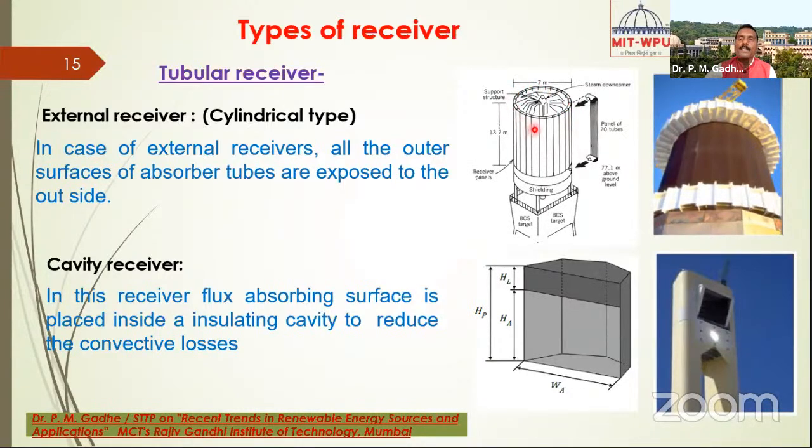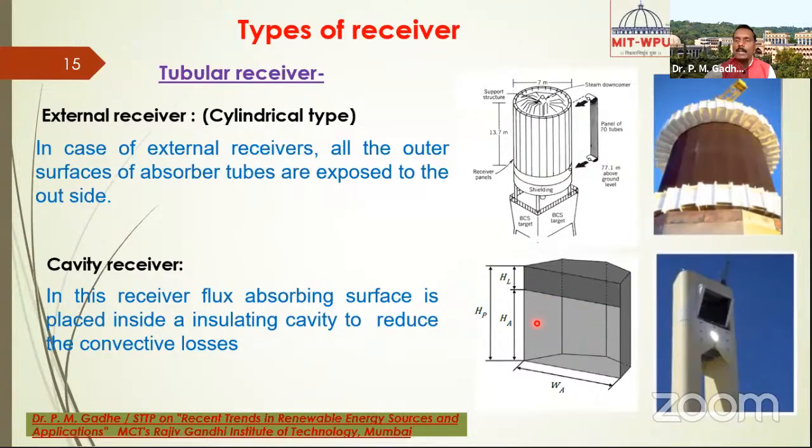Now the drawback of this is that as it is open to the atmosphere, you can see here the actual receiver with the number of tubes. So as it is open to the atmosphere, the convection losses are more. To reduce the convection losses, there is another type of receiver, that is the cavity receiver. So instead of placing the tubes open, we are placing the tubes in a cavity. By using the cavity, we can suppress the convection losses.